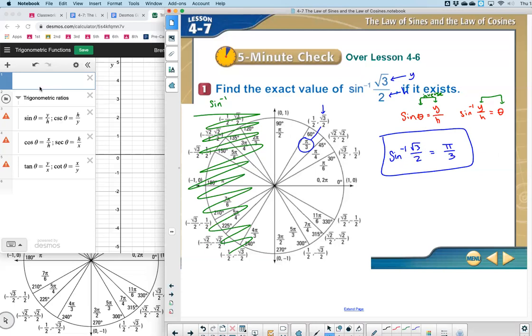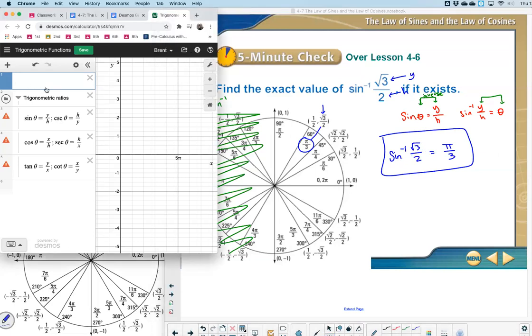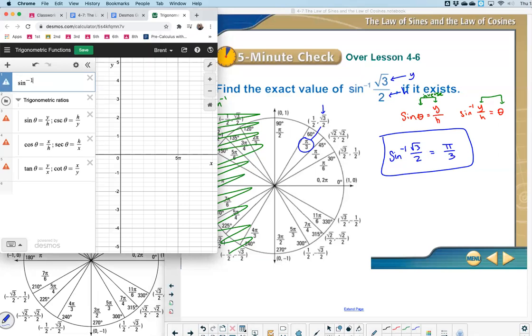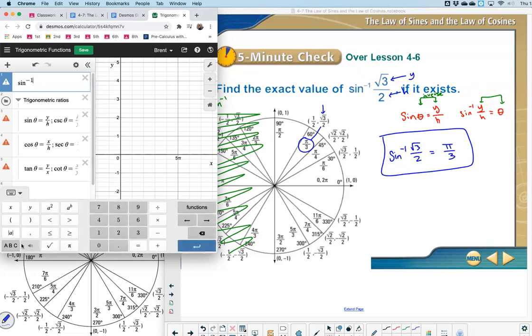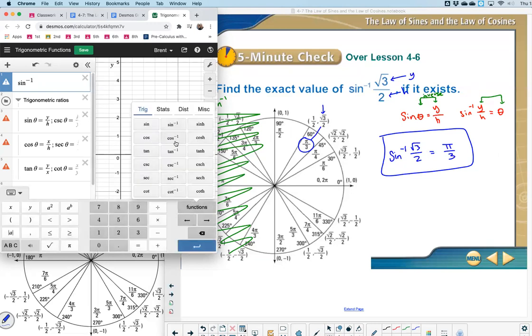On Desmos, it's just fantastic. You can check your answers. You can type in sine, and I'm just going to do to the power of -1. That works the same as going to functions and actually clicking sine inverse. You can do it either way.